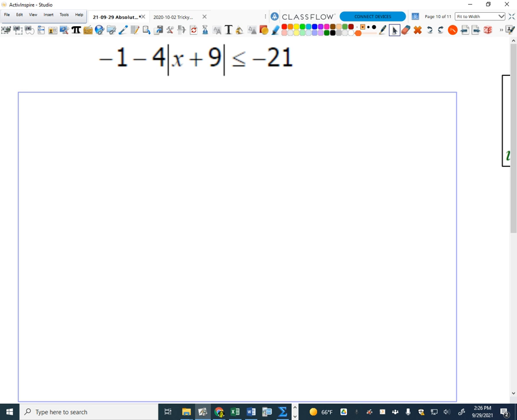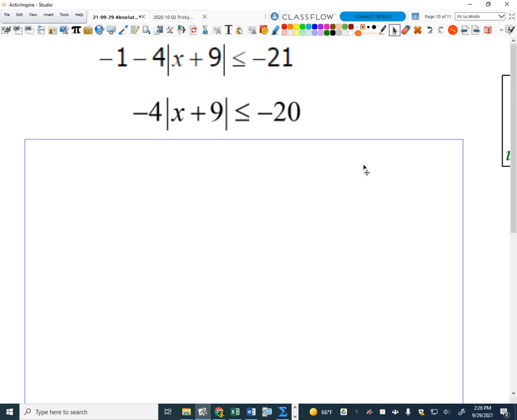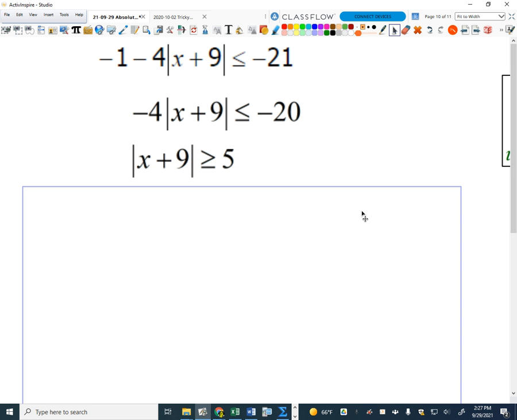How about this one? First step, we've got to isolate. So what are the steps to isolate? Add 1. Good, I like it. Divide by negative 4, which means flip the inequality. So is this and or or? Thumbs up for and, thumbs down for or. Okay, this is good. This is thumbs down, isn't it? This is or. How come?